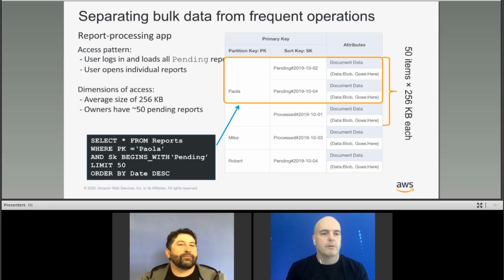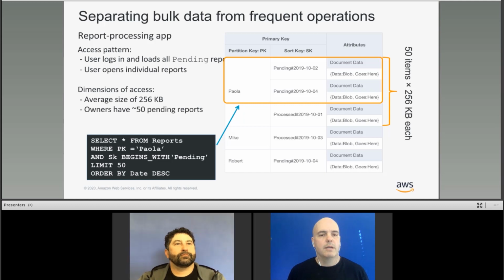Here we see an example of a report processing app that we're going to go through. And the idea here is that we have users and they have reports. And a lot of the report data is actually included right in the Dynamo item. So each item will have 256 kilobytes of payload of extra data, if you will. So they're pretty large items. The maximum size is 400 kilobytes for an item.